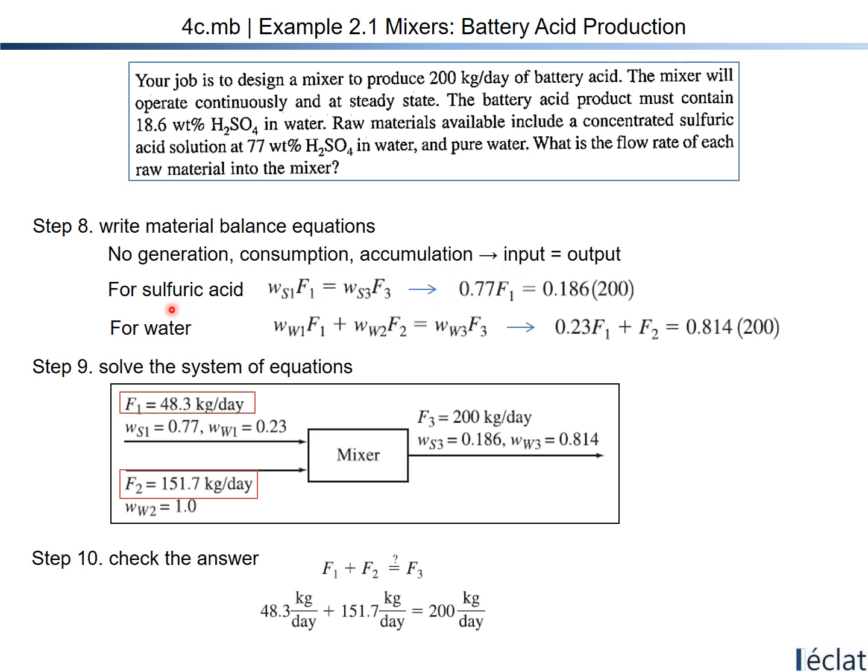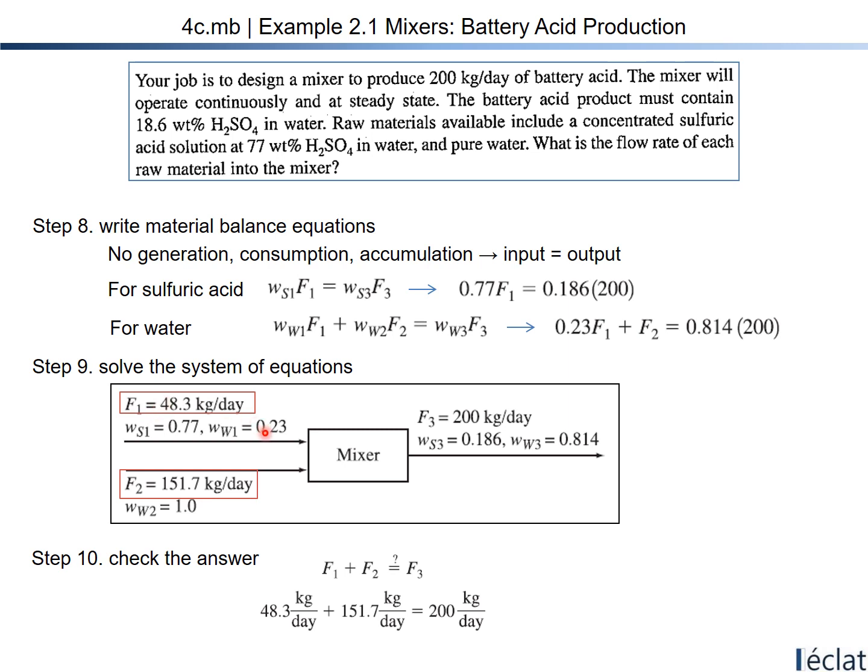Then for sulfuric acid, we could set up this kind of material balance equation. The in for sulfuric acid is F1 times WS1, right? Plus the other in, but there is no sulfuric acid, so 0. Equal to out. Out is here, 200 times 0.186. So the final material balance equation for sulfuric acid is like that. Then you could get the value of F1 here. How about water?